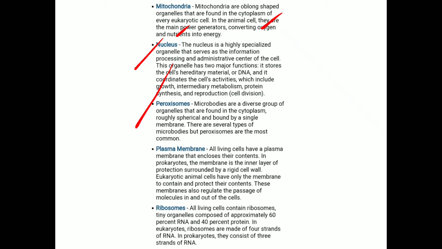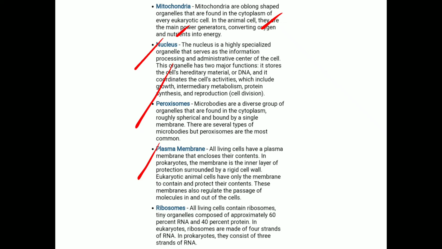After that, peroxisomes. Microbodies are a diverse group of organelles that are found in the cytoplasm, roughly spherical in shape and bound by a single membrane. There are several types of microbodies, but peroxisomes are the most common cell organelles. So here just keep in mind about peroxisomes.